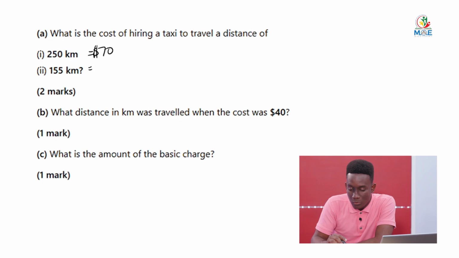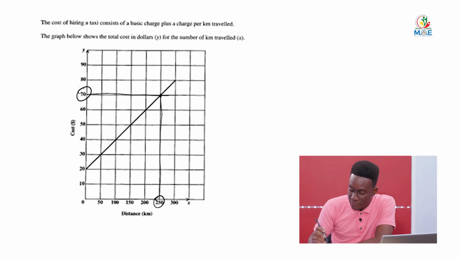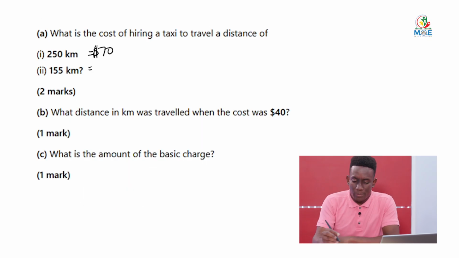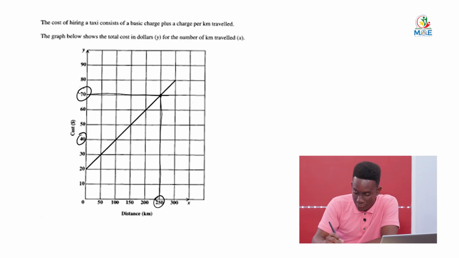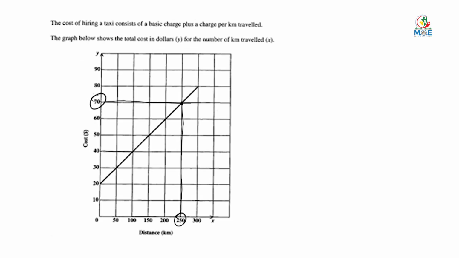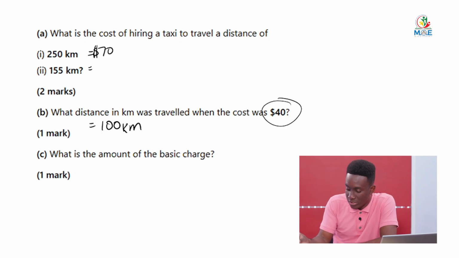Next one, what is the cost of hiring a taxi to travel a distance of 155 km? We'll come back to this 155 later. Let's look at this one: what is the distance traveled in km when the cost is $40? We'll come back to the earlier one at the end, because we'll get an accurate representation of how we can get that answer. So for $40, if you draw across here and come down, they traveled a distance of 100 km. So 100 km would be the distance if the cost was $40.